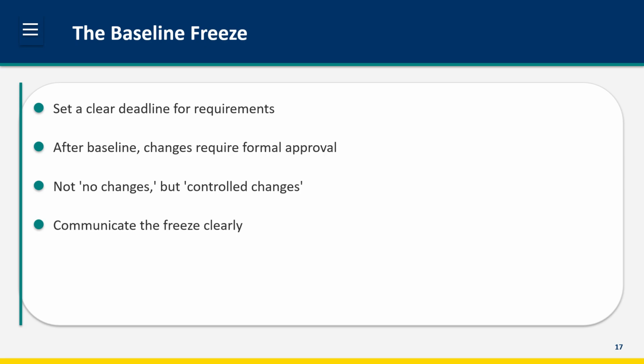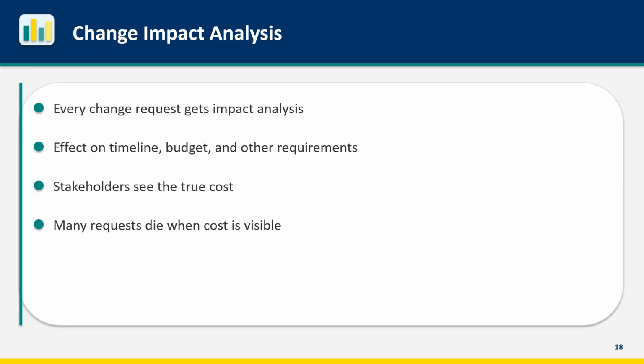Communicate the freeze date clearly and early. Send reminders as it approaches. Make the cutoff unambiguous. After the baseline freeze, every change request should receive impact analysis before approval. Document the effect on timeline. Will this delay delivery? By how much? Document the effect on budget. What additional cost will this incur? Document the effect on other requirements.